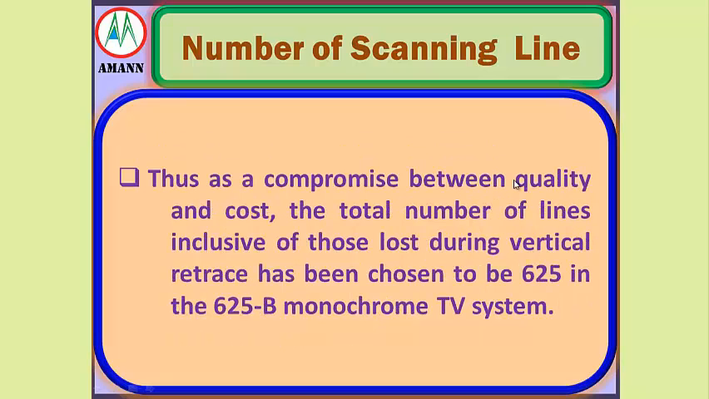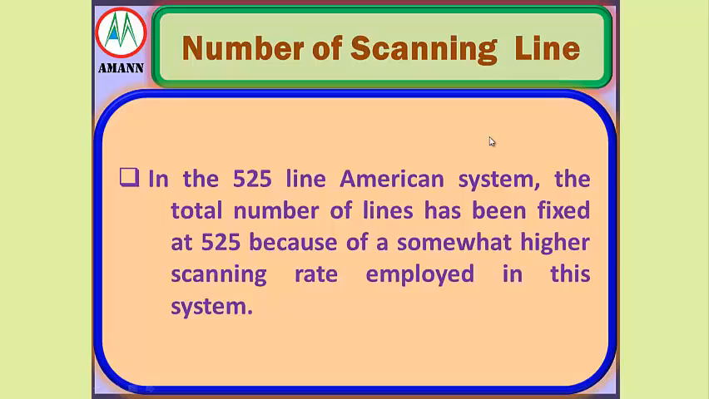Thus, as a compromise between quality and cost, the total number of lines inclusive of those lost during vertical retrace has been chosen to be 625 in the 625-B monochrome TV system. In the 525-line American system, the total number of lines has been fixed at 525 because of a somewhat higher scanning rate included in this system.